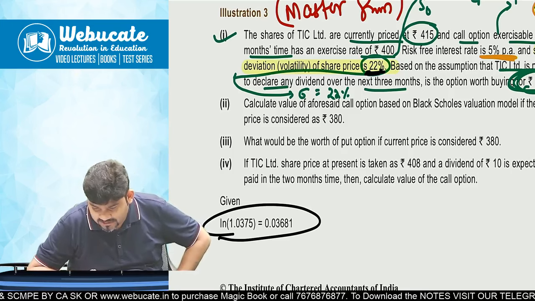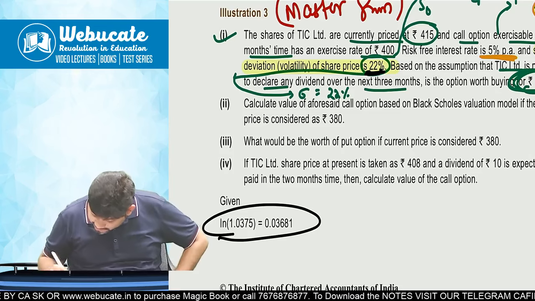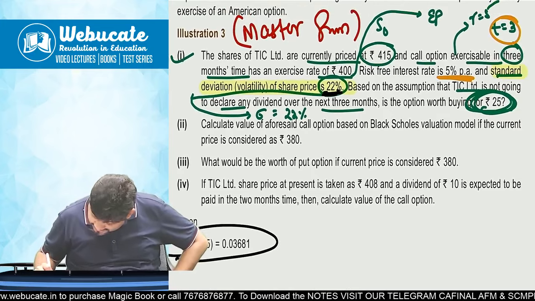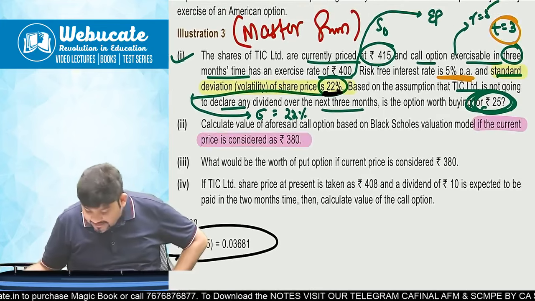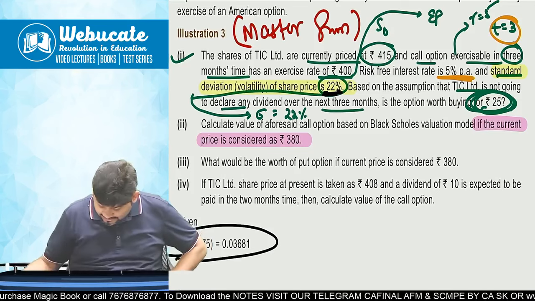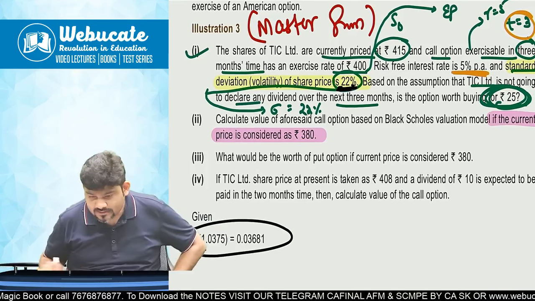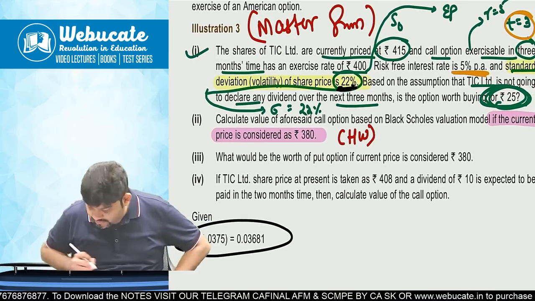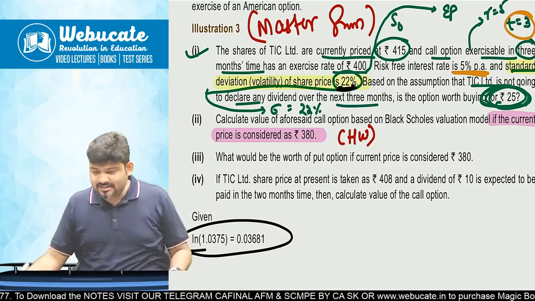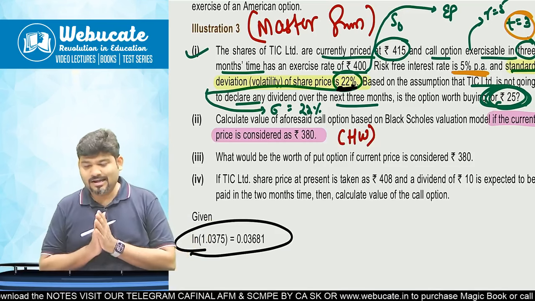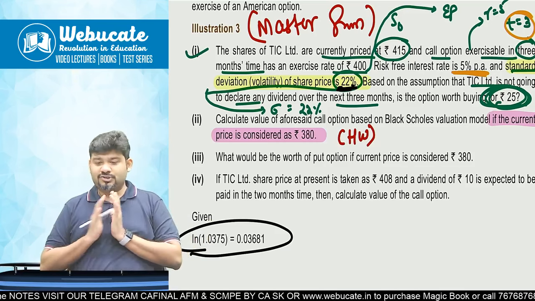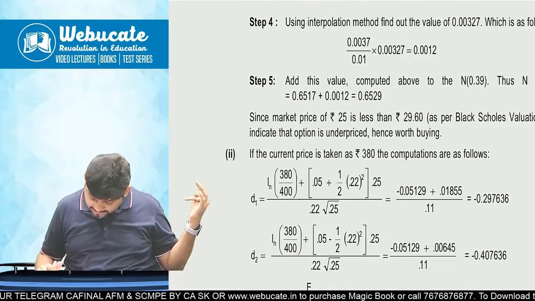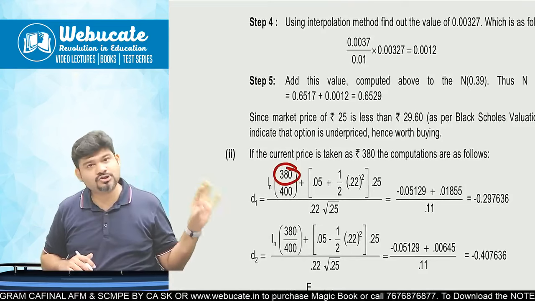Second part, what is the second part? Calculate the value of aforesaid call option on Black & Scholes valuation model if the current price is considered as 380. So can I say this part you will be able to solve by yourself now with the good understanding that we have. So now you have to take S0 as 380 and solve the question. You also have the solution given in the book.